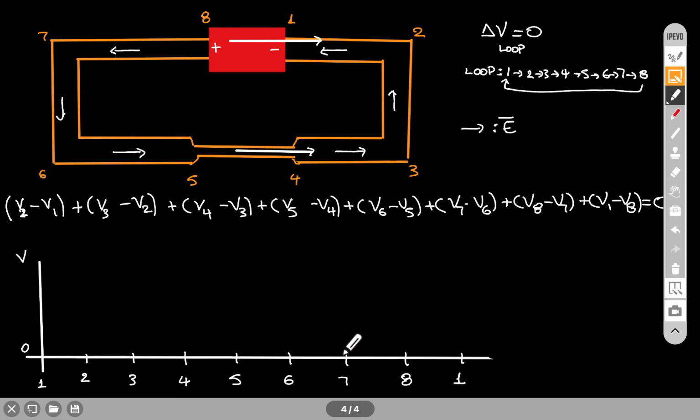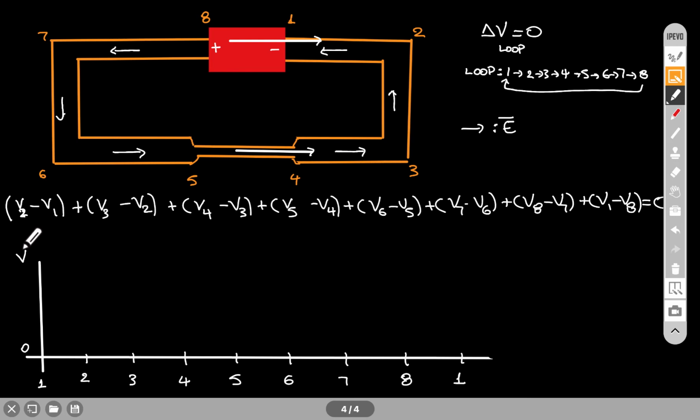What I have here is a graph where the horizontal axis is the point on the circuit. And if you notice, I start from point 1 and then 2, 3, 4, 5, 6, 7, 8. And I go back to 1 because when I apply Kirchhoff's loop rule, I need to end up back at the same point. And on the y-axis, I will be plotting the potential.